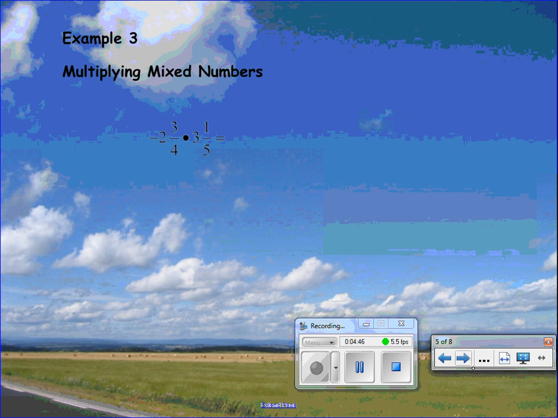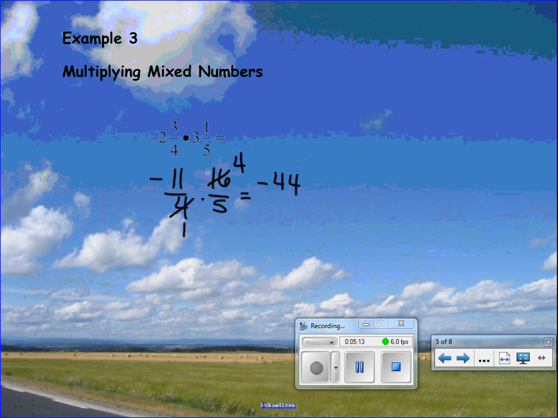Now we're going to be multiplying mixed numbers. Again, we're going to put them in improper fractions. Our answer will be negative because it's a negative times a positive. So I'm going to change this to a negative 11 over 4 times 16 over 5. We have a common factor of 4. Negative 44 divided by 5 is negative 8. And 4 is your final answer.